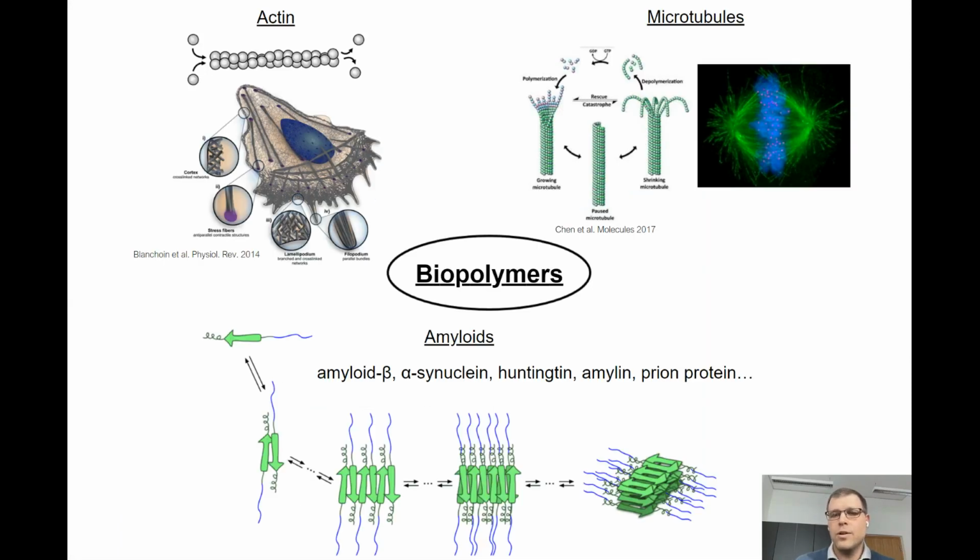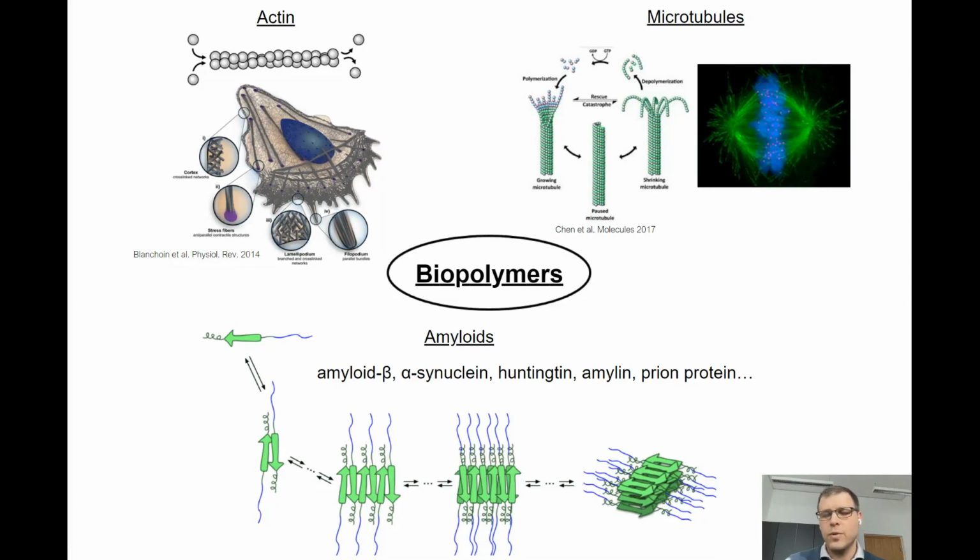You've all probably heard in one way or another about these proteins that I've listed here. They are all biopolymers, which are involved in many different important cellular processes. For example, up there you see actin and microtubules, which are an essential part of the cytoskeleton, and they are basically involved in all the processes where cells need to change their shape or move. For example, for production of cell protrusions or cell migration, cell division, and so on.